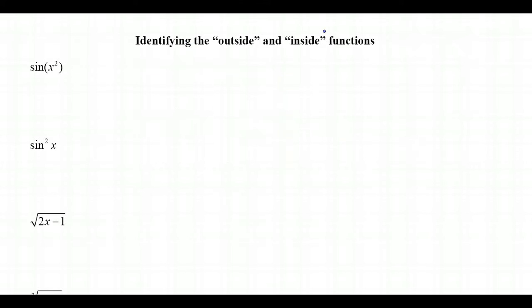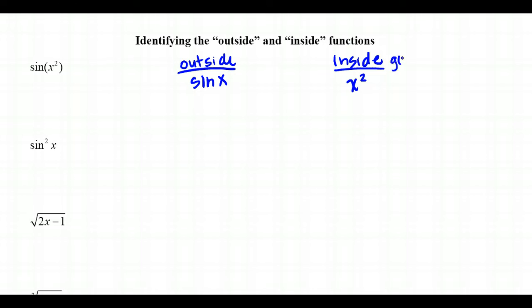Alright, so identifying the outside and the inside functions. So here we have sine of x squared. So what I'm going to do is I'm going to create two columns, one for outside functions and one for inside functions for each of these problems. Alright, so the inside function we're going to work on first. Right now, x squared is inside the function sine x. So what that means is that we're going to take x squared and substitute it into the x value to get sine of x squared. So inside in our formula is g of x, and outside is f of x.